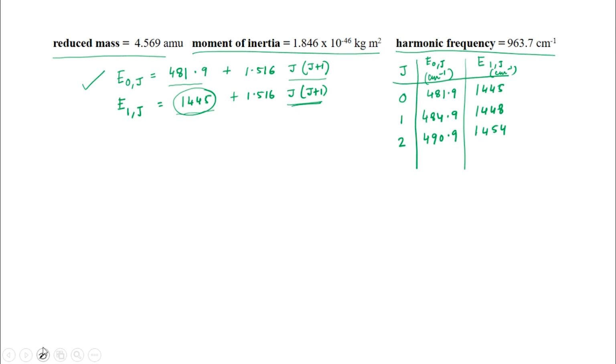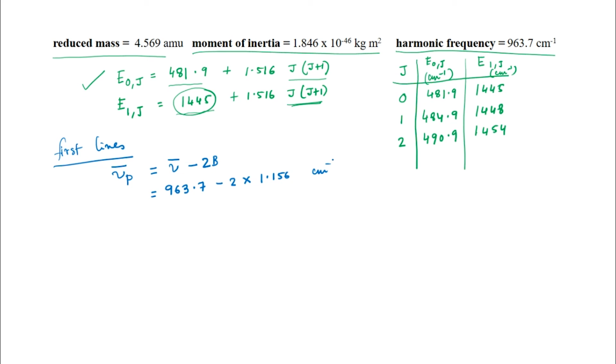So, now we also need to find the first lines in the P and the R branches. So, for the first lines, let us say I want to find the first line in the P branch. As we have discussed in the lecture, this is given by nu bar minus 2 b. So, this is 963.7 minus 2 times 1.156, everything is in wave numbers. So, the answer is 960.7 wave numbers.